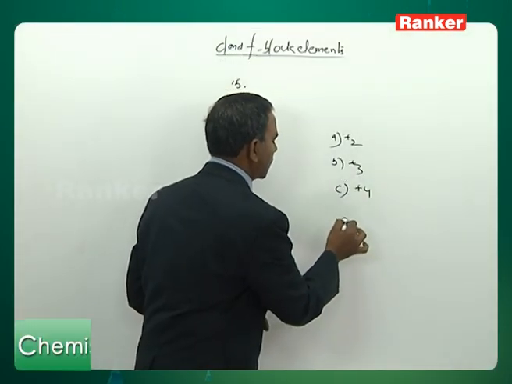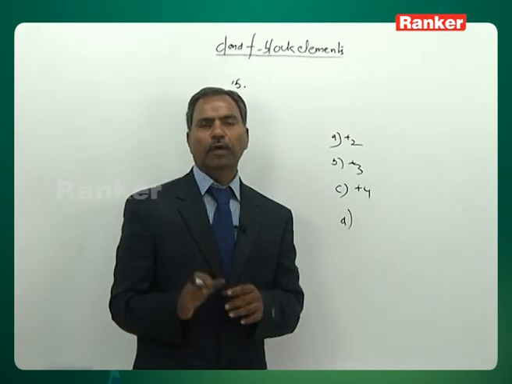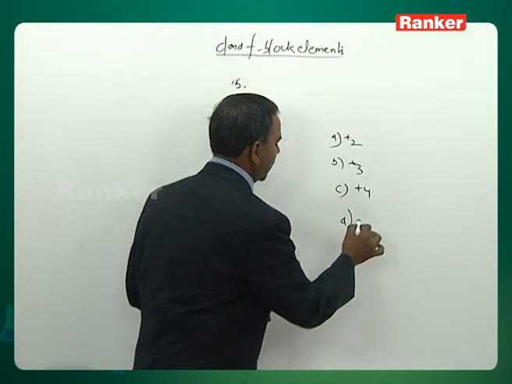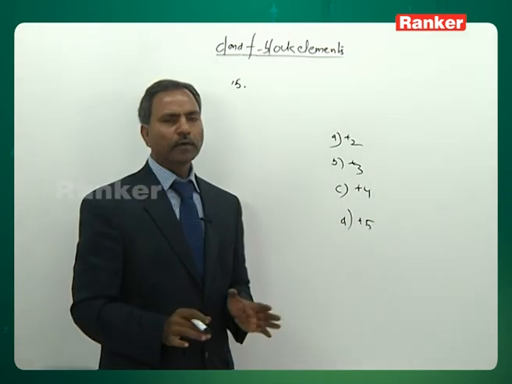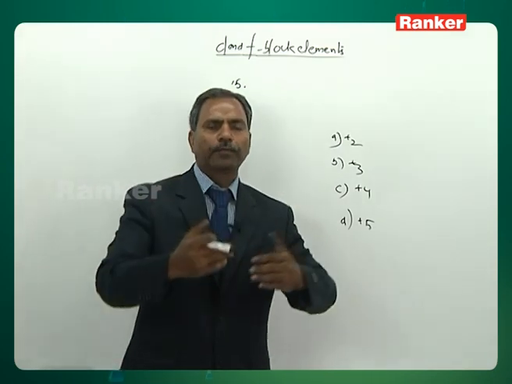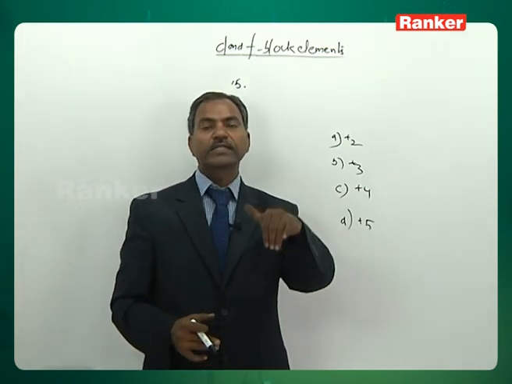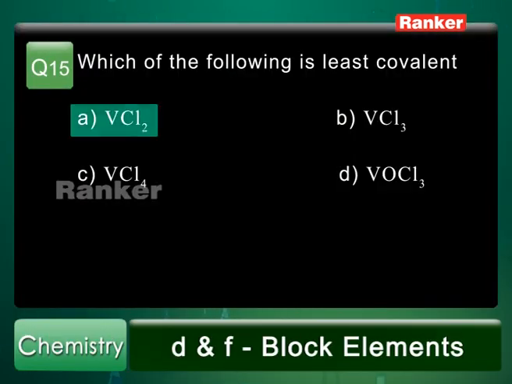And coming to the next one, VOCl3, oxygen is minus 2, 3 chloride ions minus 3, total minus 5. Therefore, vanadium is plus 5. Least covalent means more ionic. More ionic means we have to choose the least oxidation number. Therefore, answer A is the correct answer here.